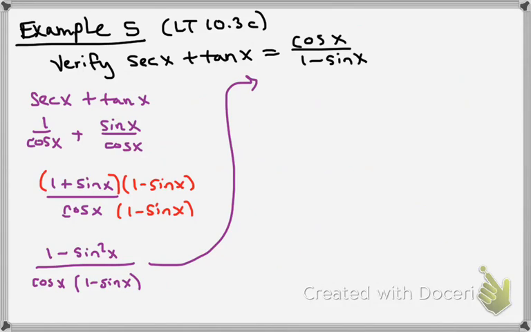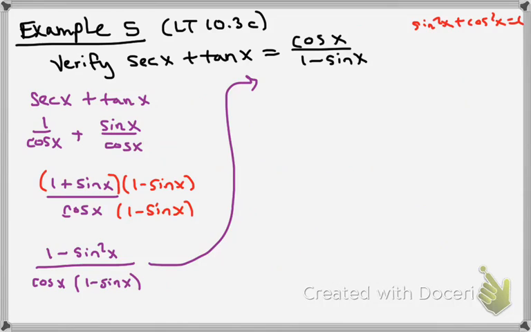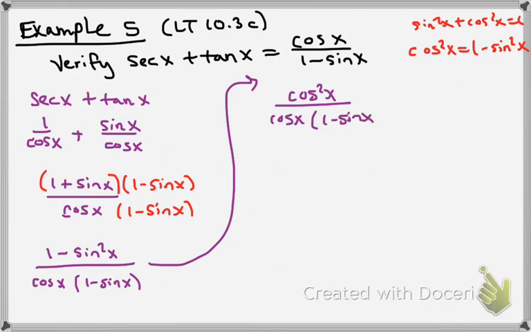So now looking at that top has something to do with our Pythagorean identity. So remember, our Pythagorean identity is the sine squared of x plus the cosine squared of x equals 1. So then if I subtract the sine squared, I get the cosine squared of x equals 1 minus the sine squared of x. So I can then substitute in for the top, because it's 1 minus the sine squared, I can put in cosine squared of x. And then that's over the cosine of x times 1 minus the sine of x.